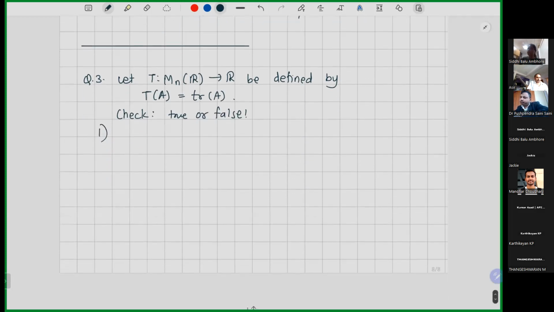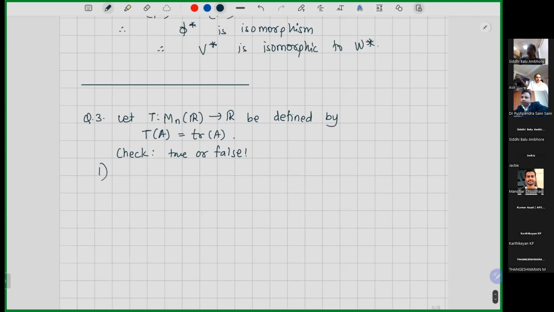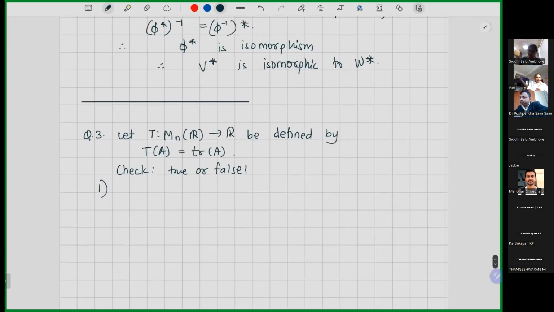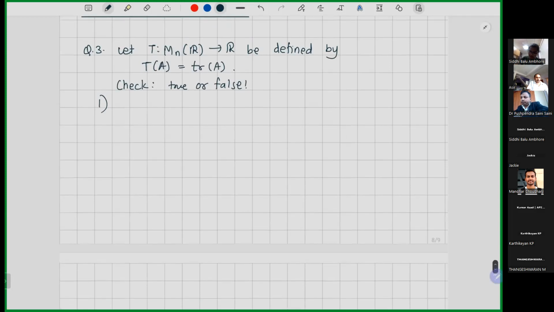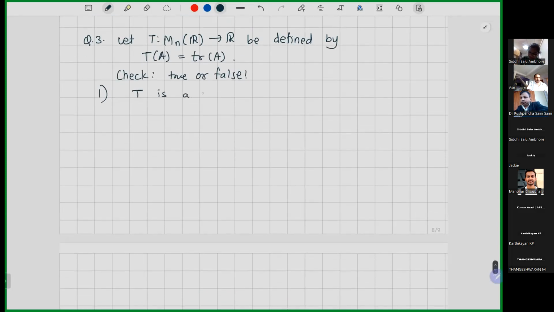First is that T is a linear functional. And when I say linear functional, I mean it is a linear transformation where the codomain is R. Again, we know how to check if a map is a linear transformation or not.